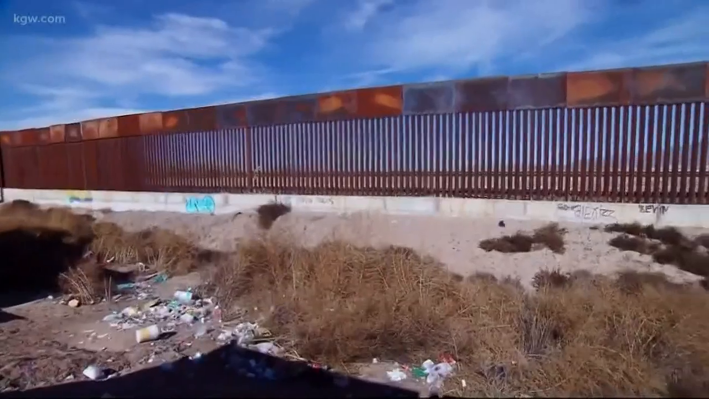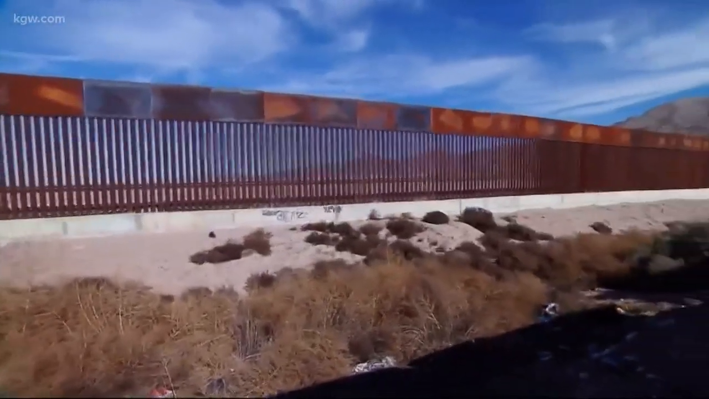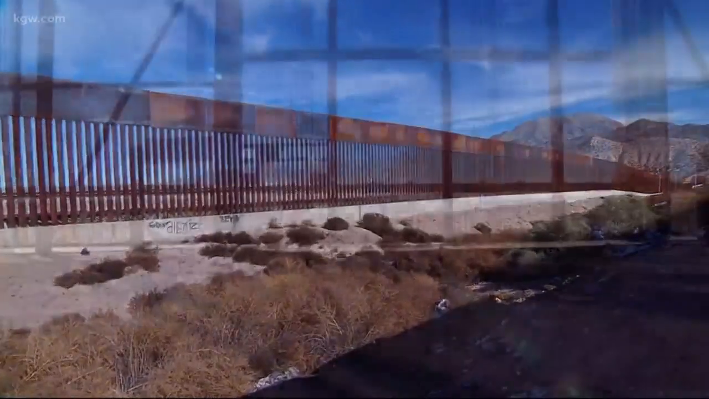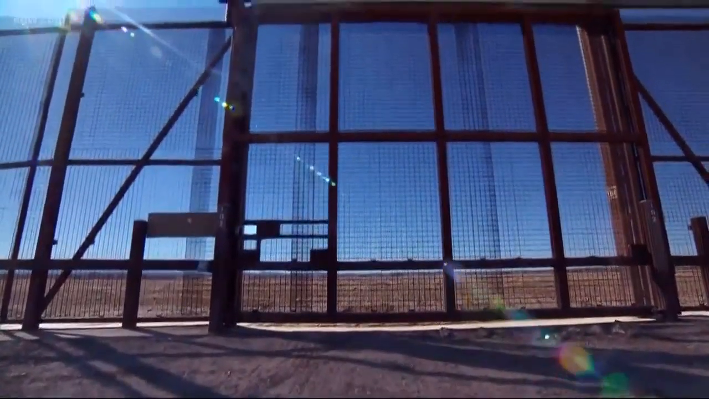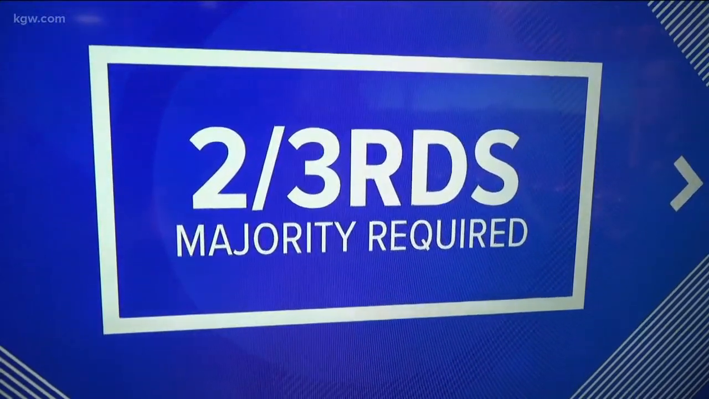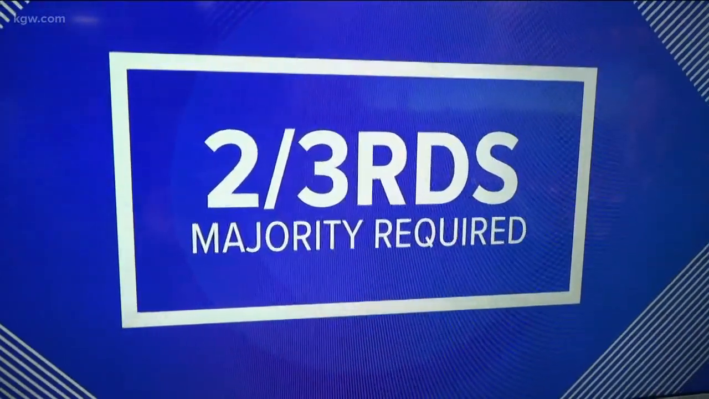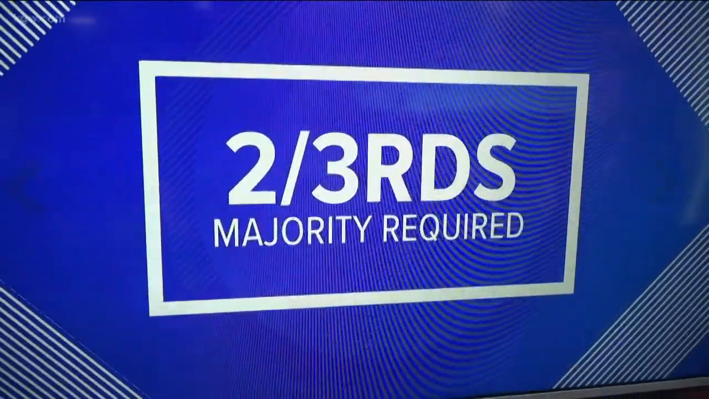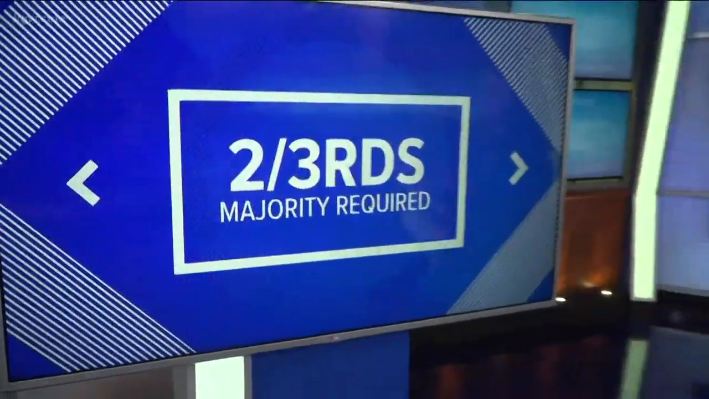However, to pass, the joint resolution would have to be signed by President Trump, who has made it clear he wants all of that money to be used for the border wall. So in that case, the joint resolution would have to pass Congress with a 2/3 majority. That's requiring the support of Republicans who in the past have stood behind the president.